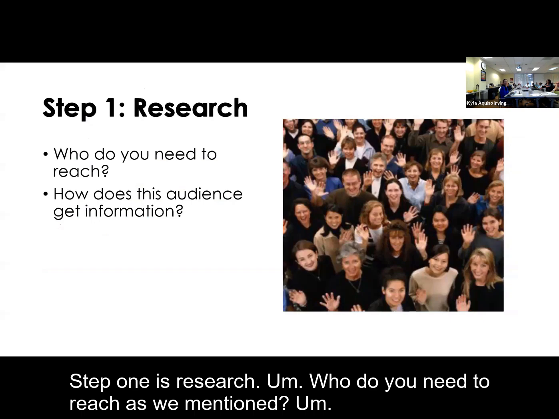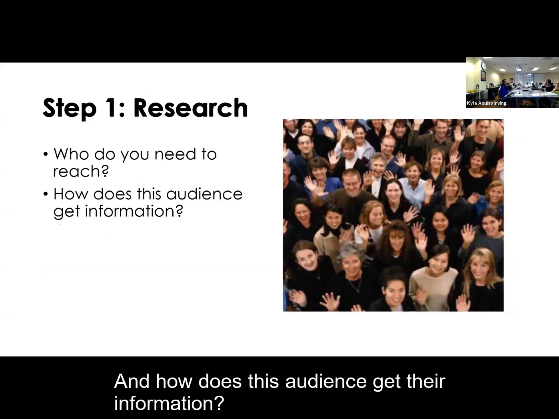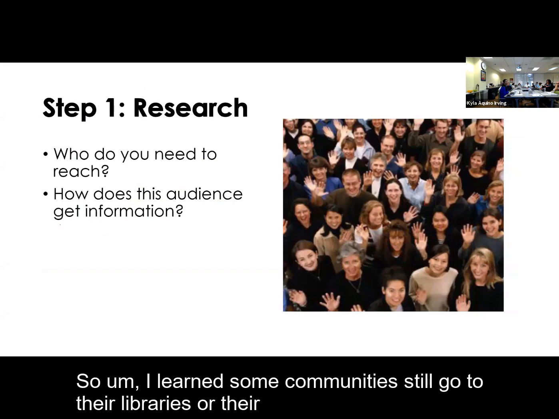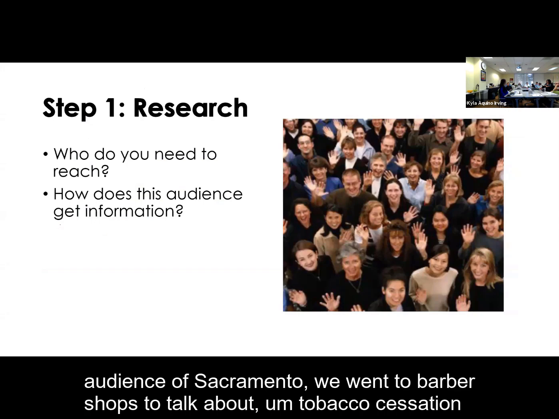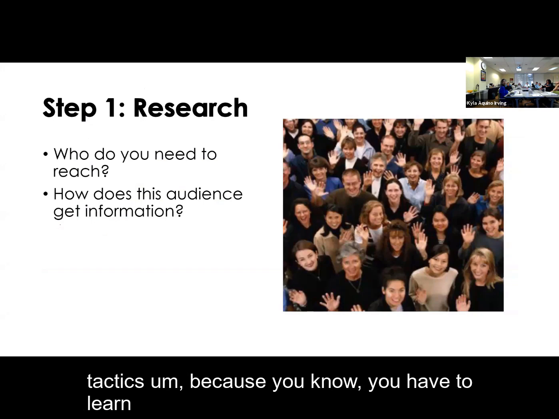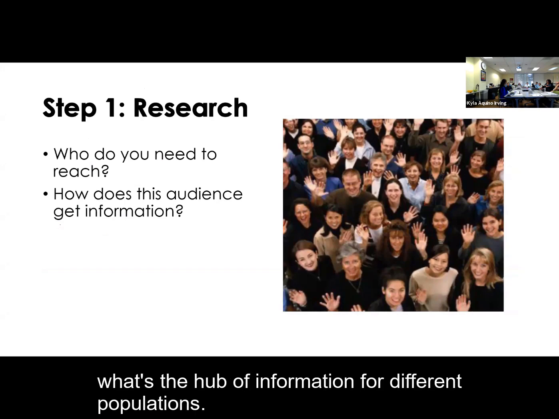Step 1 is research. Who do you need to reach, as we mentioned, and how does this audience get their information? I learned some communities still go to their libraries or their churches to get information. When I was working in public health to reach the Black audience of Sacramento, we went to barbershops to talk about tobacco cessation tactics. Because you have to learn what's the hub of information for different populations.